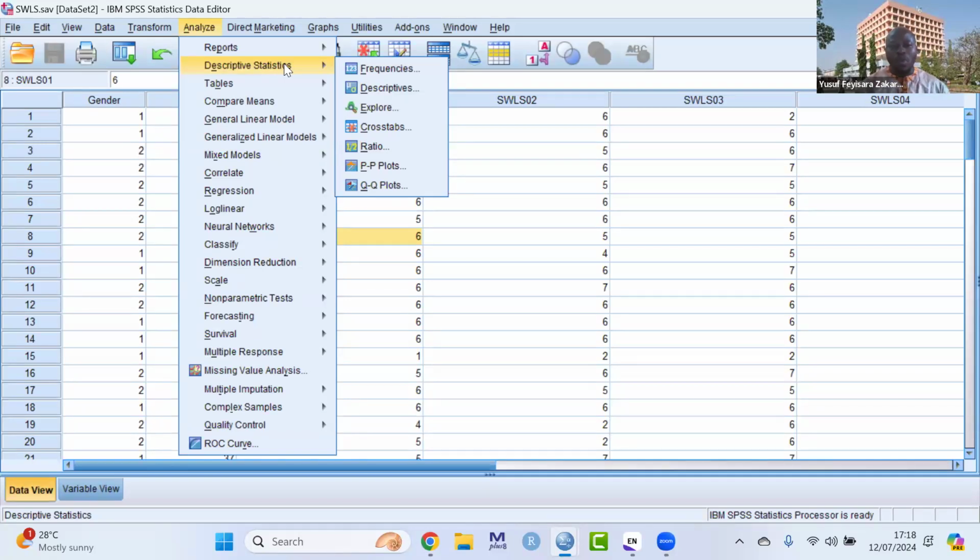But for now, we are still operating on the second item, which is descriptive statistics. In this descriptive statistics, there are some options for you. We have the frequencies, descriptives, explore, crosstabs, ratio, P-P plot, Q-Q plot, and so on. These plots are there for you. But what we concentrate on for now will be the first two or the first three. Why not the fourth one, which is crosstabs?